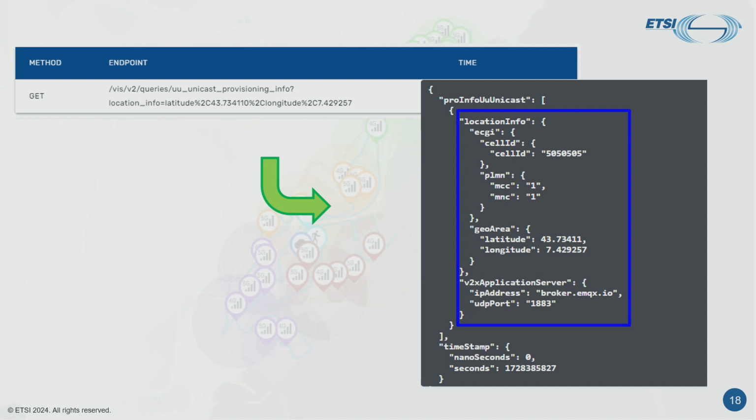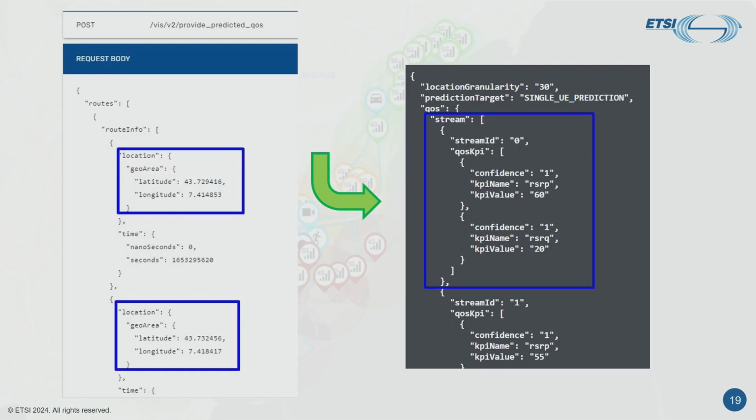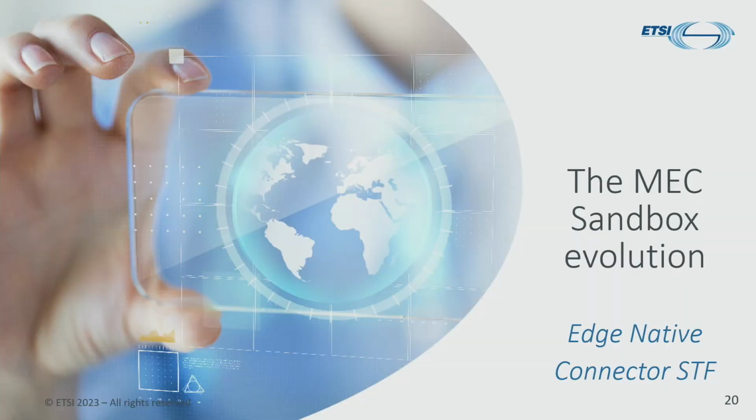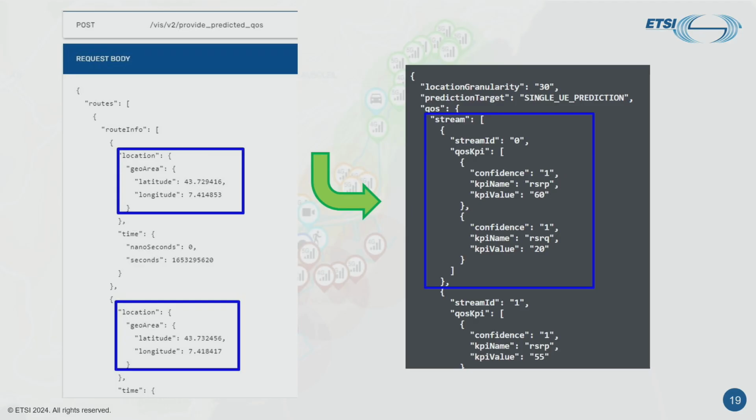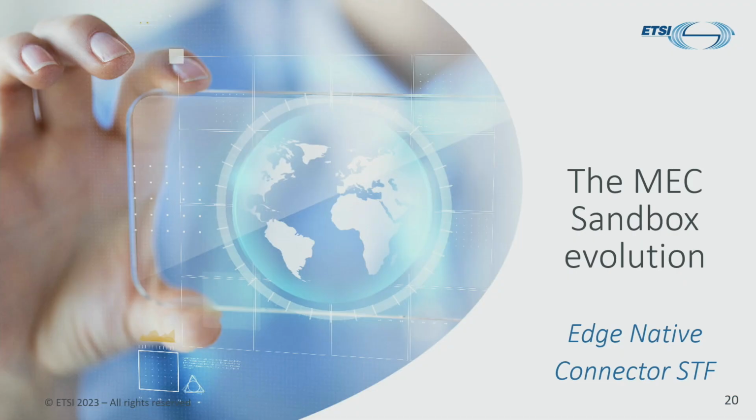Get, of course, once you have instantiated a server, you get a response and see all the information that is available. In this case, unicast provisioning info according to the specs. And this is also another example of a post for the predicted QoS I mentioned before. So you can see examples implemented in the MEC Sandbox. Now, the evolution of the Edge Native Connector.